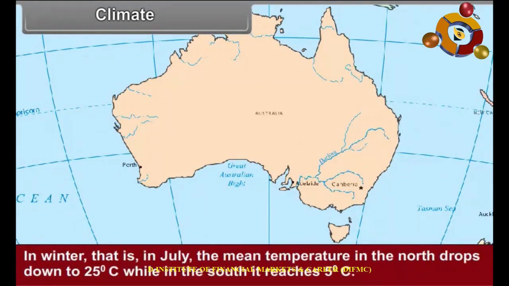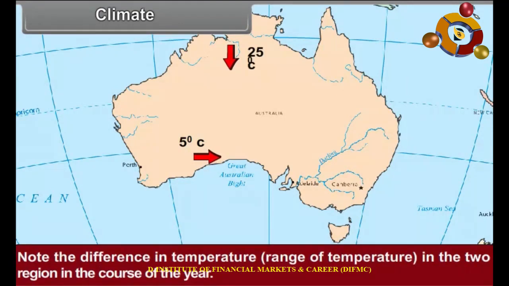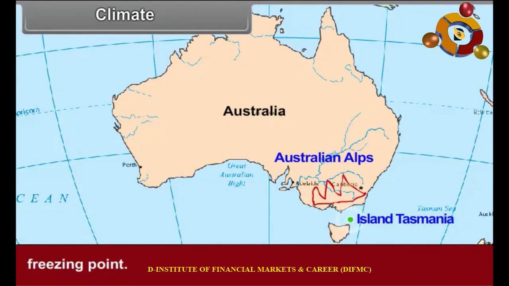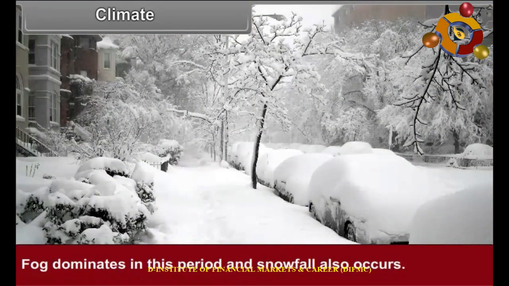In winter, that is in July, the mean temperature in the north drops down to 25 degrees Celsius, while in the south it reaches 5 degrees Celsius. Note the difference in temperature, that is range of temperature, in the two regions in the course of the year. In the Australian Alps and interior parts of the island Tasmania, the temperature during winter occasionally goes below the freezing point. Fog dominates in this period and snowfall also occurs.